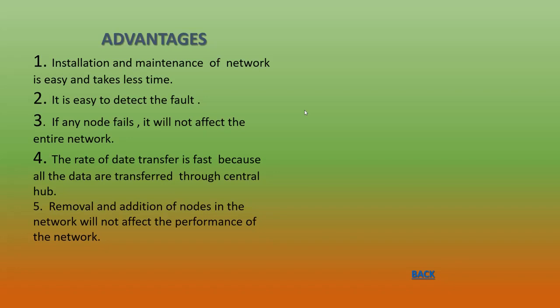Rate of data transfer is high or fast because all the nodes are transferred through the central hub. And removal and addition of a node in the network will not affect the performance of the network. So, these are the main advantages of star topology. Now, we can see what are the disadvantages of star topology.